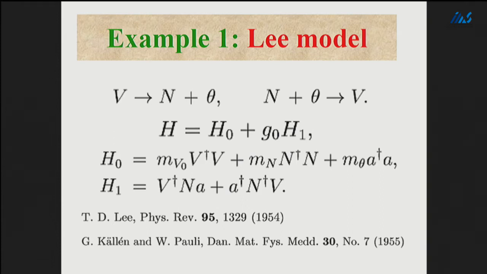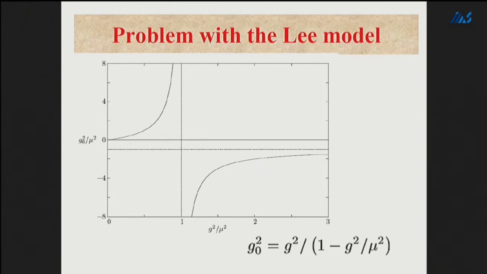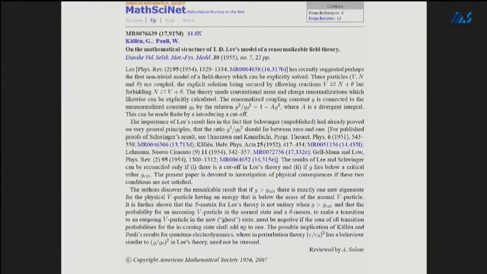Okay? Well, what Källén and Pauli said was this is no good after renormalization. So renormalization puts an instability into the theory. Renormalizing the theory is a very bad thing to do because it introduces an instability, and as a consequence, you violate unitarity. Okay? And you have ghost states. Okay, and this is a summary of that work by Salam, in which he said this is terrible, okay, and this is a very serious problem. The authors discover the remarkable result that if G is greater than G critical, there's a new eigenstate which is a ghost. Unitarity is violated.